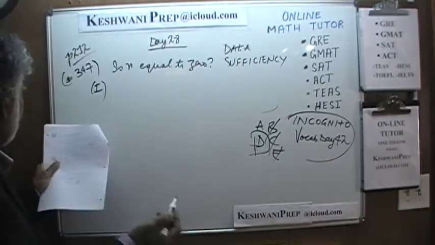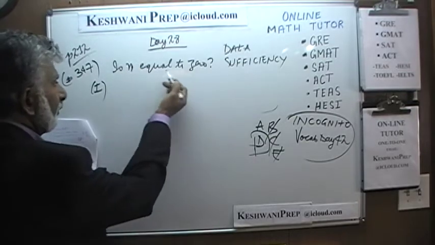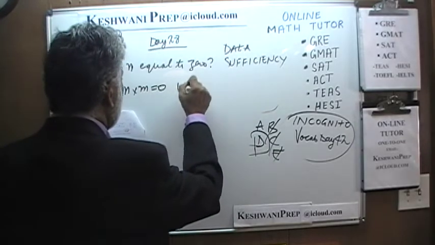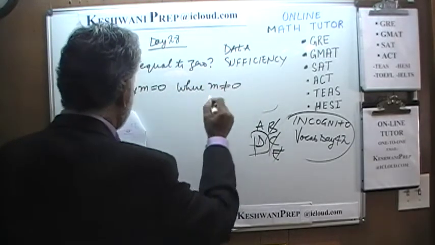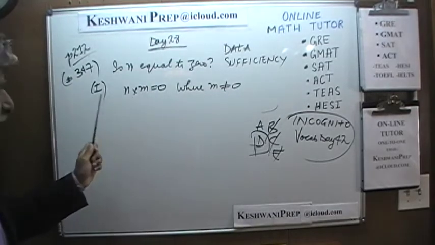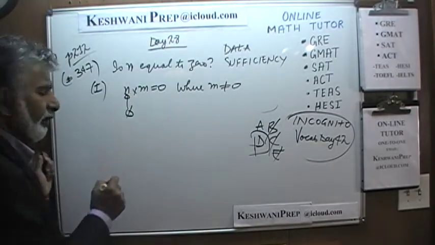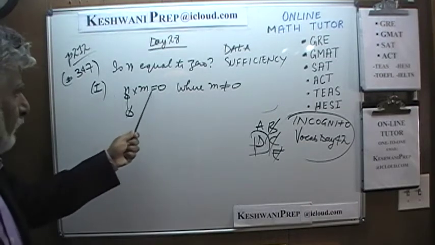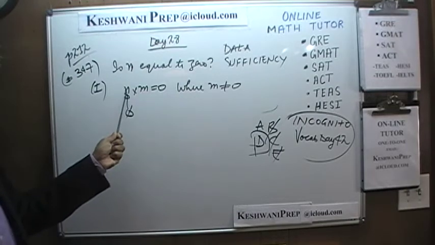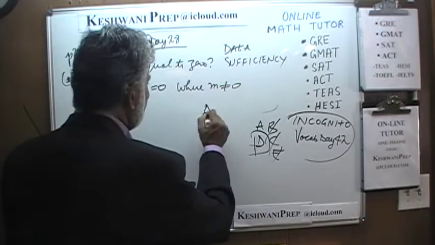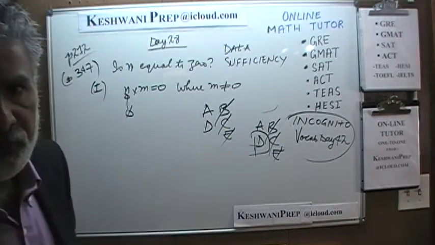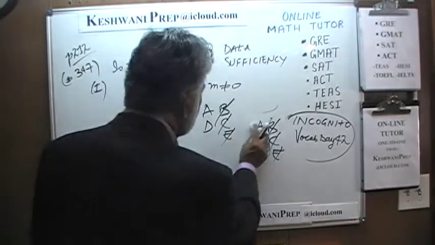This is a gift. The question is, is n equal to 0? And then they go on to tell you that n times m equals 0, where m does not equal 0. Well, if m does not equal 0 and their product is 0, then n must be 0. Obviously, how else are we going to get 0? If the product of two numbers is 0, and we are told that one of them is not equal to 0, then the other one must be 0. That's the only way the product of two numbers can be 0.